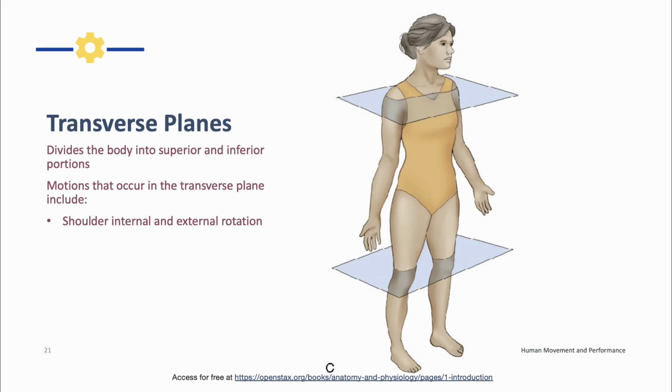The transverse plane is a plane that divides the body into superior and inferior portions. Most motion here is considered to be rotation of some type. So shoulder internal and external rotation, hip internal and external rotation, forearm pronation and supination, all are these kind of twisting or rotary motions that occur in the transverse plane.